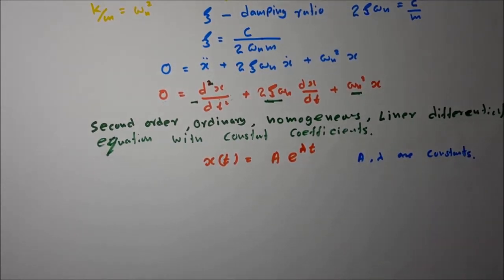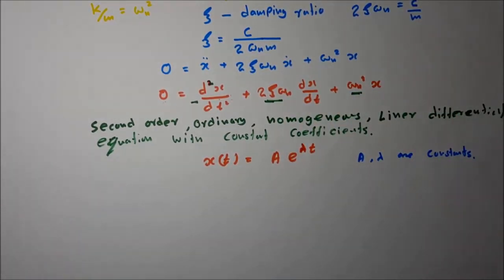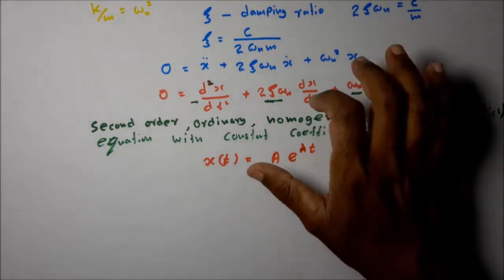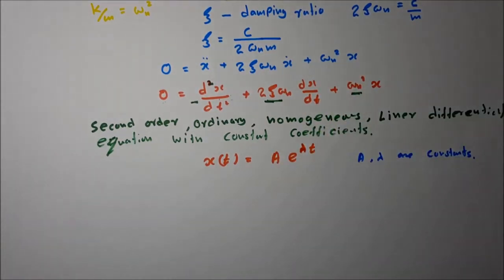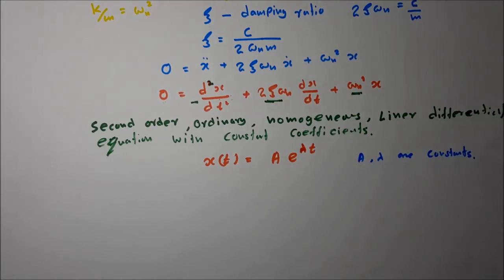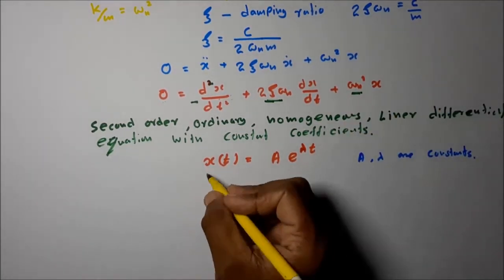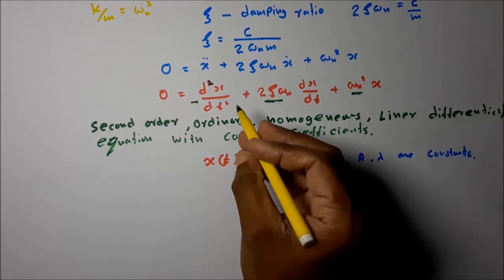Okay, a and lambda are constants. Then if this is a solution of this differential equation, this differential equation should be satisfied by this solution. So I am going to satisfy this equation from its solution. Here x(t) is equal to a e^(lambda t).